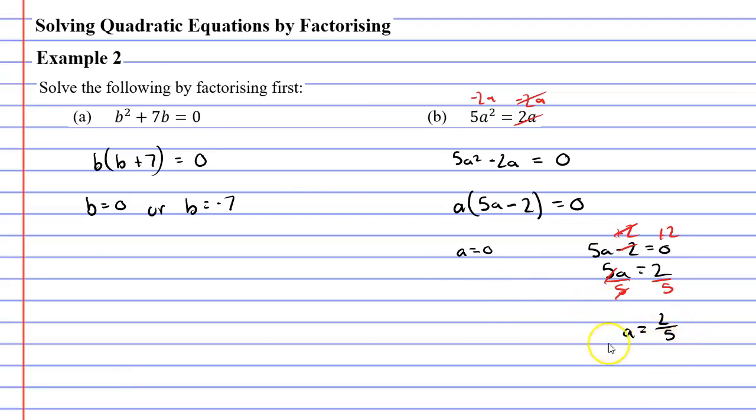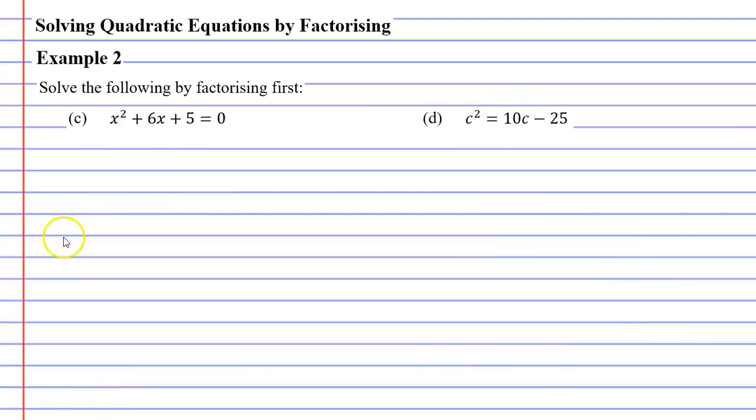So if I plug a equals 2 over 5 into this set of brackets, I will get a solution that is 0. And as soon as you are timesing something by 0, it doesn't matter what the other thing is, we know it's going to equal 0. So we'll write down that a equals 0, or a equals 2 over 5. We'll now move on to question C.